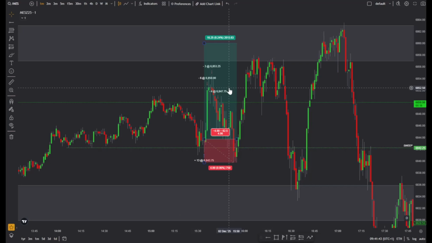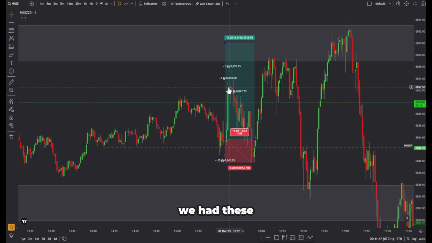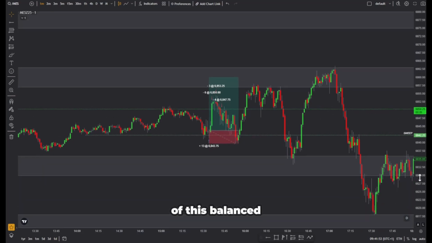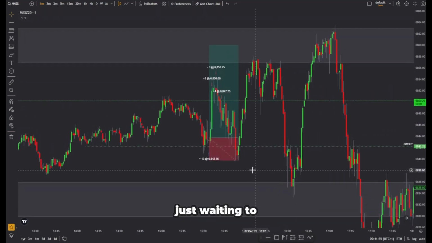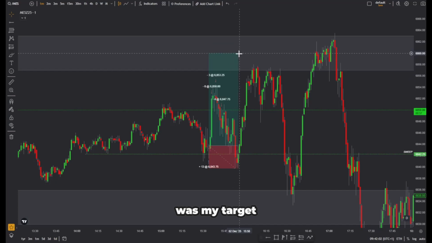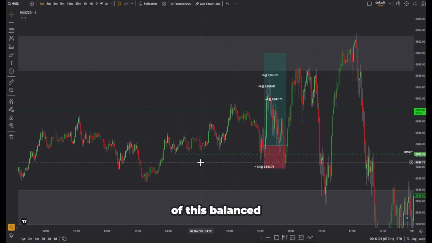The thesis for the trade is pretty simple. We had these M1 lows right here, equal lows, and we were in the middle of this balanced range, and I was just waiting, to be honest, for a sweep and a quick scalp. I think my mistake for this trade was that my target was a bit too big since we were in the middle of this balanced range.